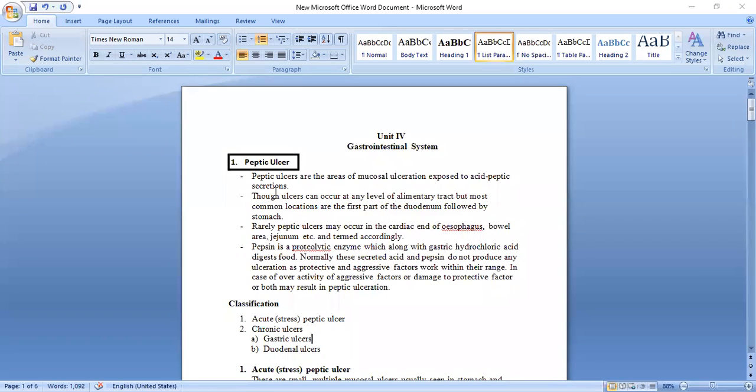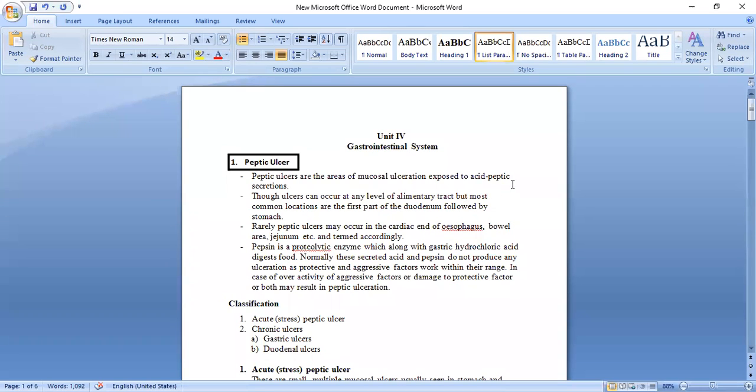Ulceration, you know, na? Ulceration means any type of wound, scratch, infection, isn't it? That is the mucosal ulceration. Ulceration means any type of wound, infection, scratches over that mucosal part. So due to what? Due to exposure to the acid peptic secretions.